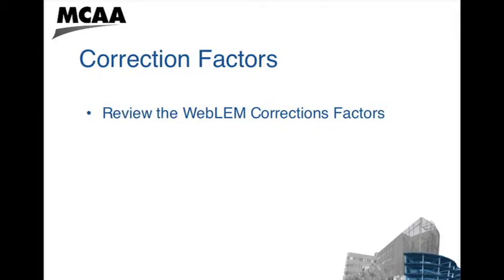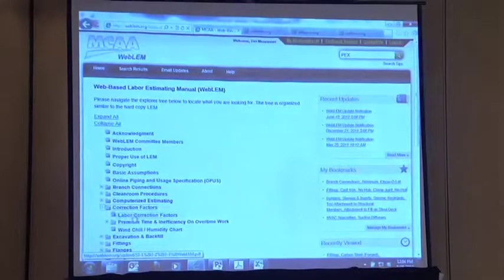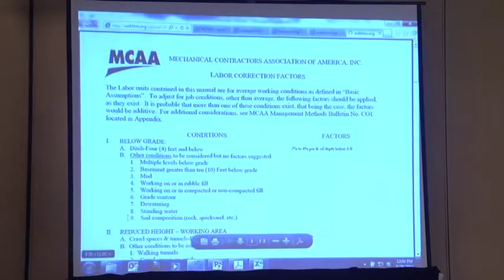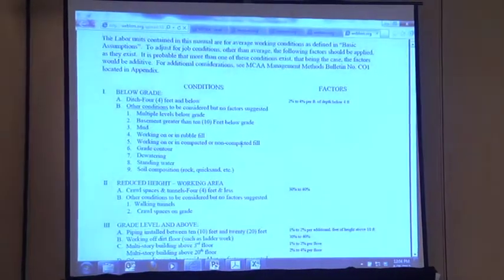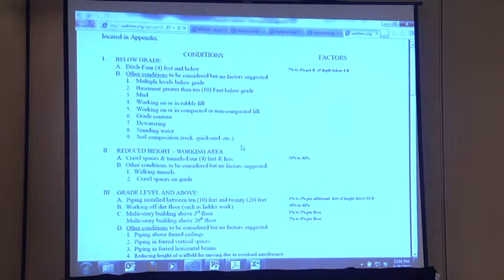Then there are some correction factors in the WebLIM. At the very top, you have correction factors. This is another document that I would encourage you to go back and read. It will give a topic. If the piping's to be installed between 10 feet and 20 feet, you're supposed to add 1 to 2% for every additional foot above 10 feet.